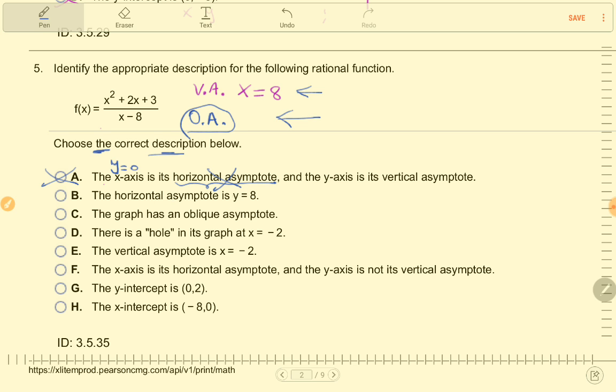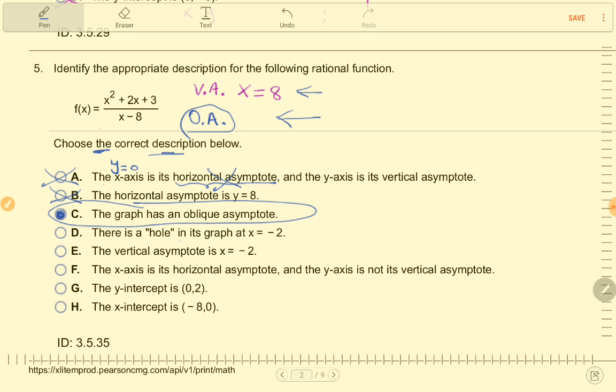The horizontal asymptote is y equals 8. No, there is no horizontal asymptote. The graph has an oblique asymptote. Yes, we found that to be true. So this is probably the option, since there's only one correct answer here. But let's look at the others.